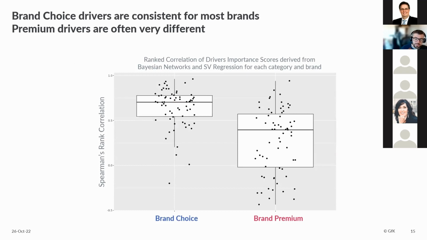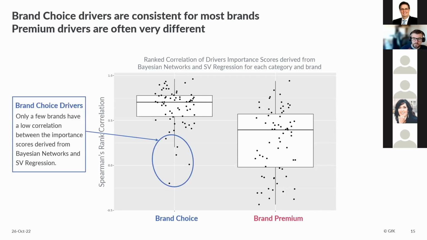So on the previous slide, we were just comparing the drivers models run at the total category level, but we can also run drivers models for individual brands. So taking any individual brand and seeing what's important in driving that brand's brand choice and brand premium. And this is what we've done here. So on the left here, we've got the plots for brand choice. And this is every model that we've run both at the category level and brand level.